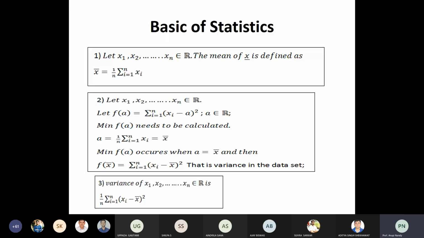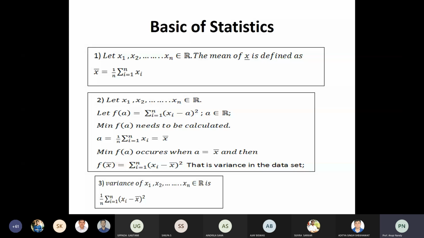Now if you do these things, you are going to get summation of i equal to 1 to n (xi minus a) equal to 0, which implies summation of xi minus summation of a, meaning you have n times a, equal to 0. If a is a constant, then 1 plus 1 plus 1 is n times a, so xi minus n a is equal to 0. Now if you shift n a to the right hand side, you will have n a equal to summation of xi. Now a is equal to 1 by n summation of i equal to 1 to n xi. That is simply nothing but x bar.